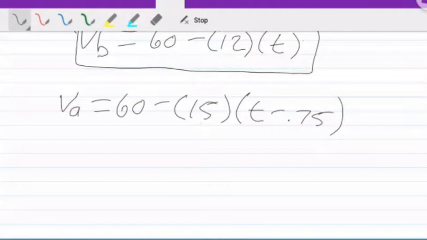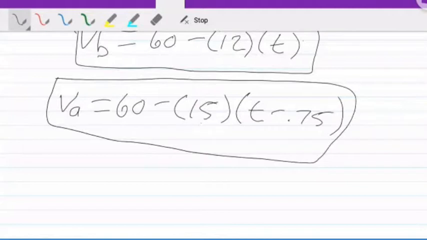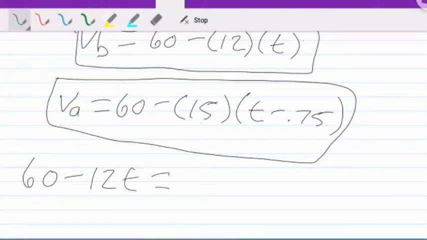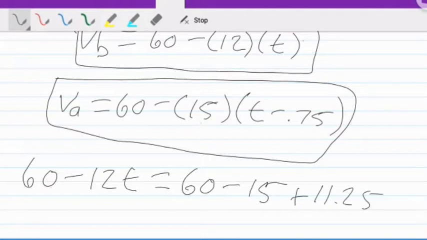So now we can put these velocities equal to each other. So we have 60 minus 12t is equal to 60 minus 15t plus 15 times 0.75, which gives us 11.25.